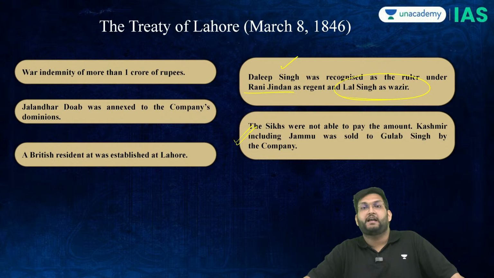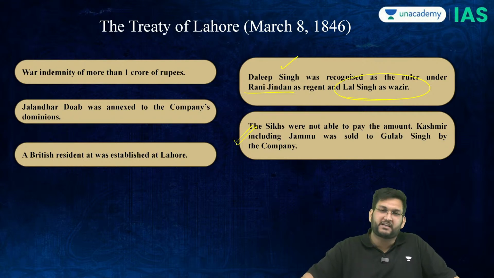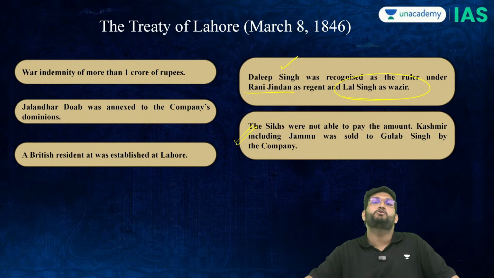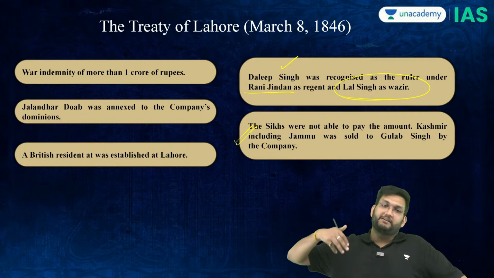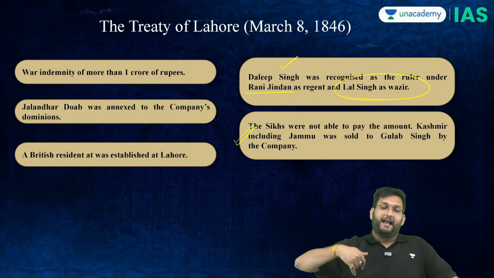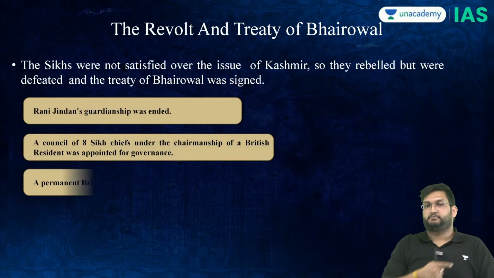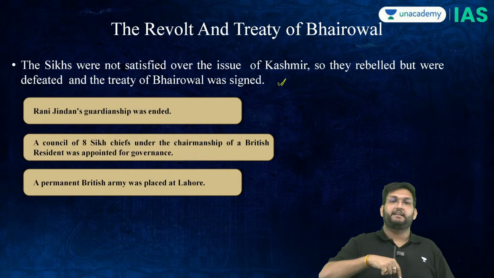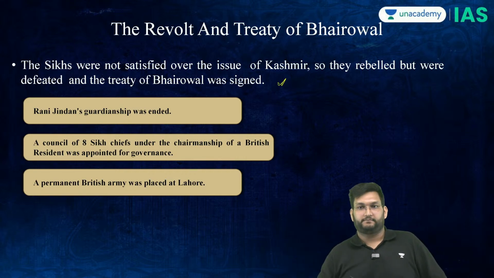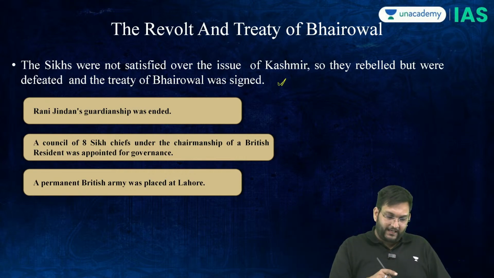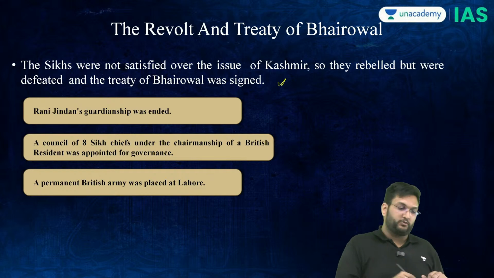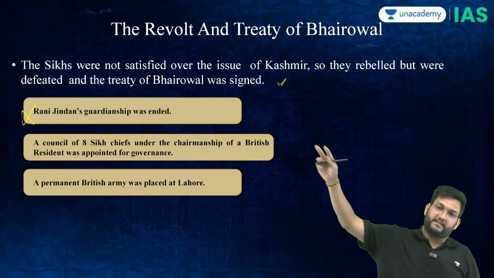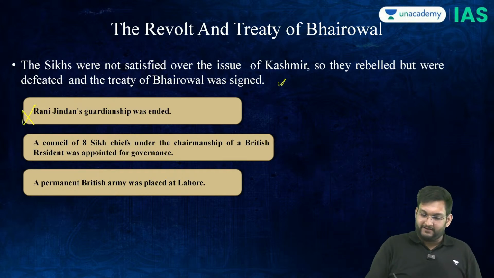Now, as soon as the Kohinoor is lost, Jammu and Kashmir is lost, 1 crore is asked, the Sikhs lose their mind. And what they will do is, after the Treaty of Lahore, they will again fight. And now the British will again defeat them. And when they defeat them, they will sign another treaty, which is called the Treaty of Bhairoval. Under the Treaty of Bhairoval, they will say, Rani Jindal, you are a problem. We are pensioning you off and sending you to Varanasi. They will say this.